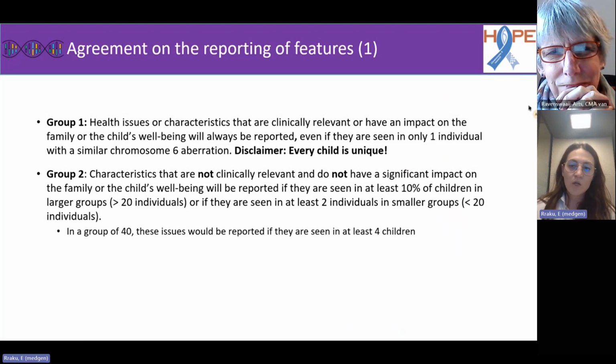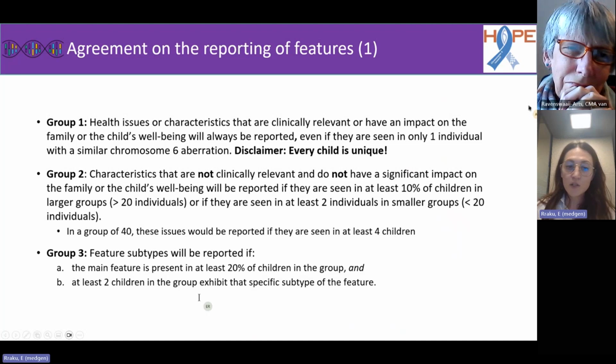If a feature is only seen in 1, 2, or 3 out of the 40, it will not be in the clinical overview. This will help us somehow limit the amount of information we present, but without missing the important features like the ones that are in group 1.